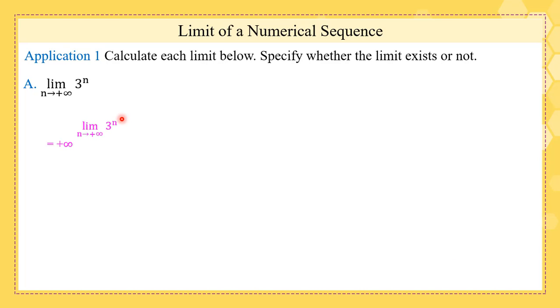Well, in this case, if we just substitute, we get 3 to the power plus infinity, meaning that 3 is multiplied by itself infinitely many times, and whenever we multiply it by itself, it becomes larger and larger, so the answer is plus infinity. And because the limit is not a unique real number, it does not exist.